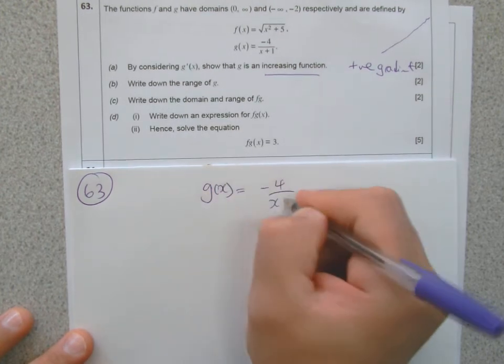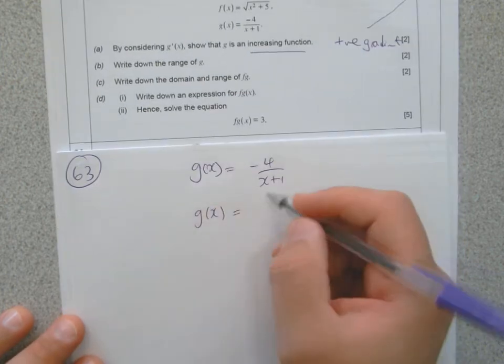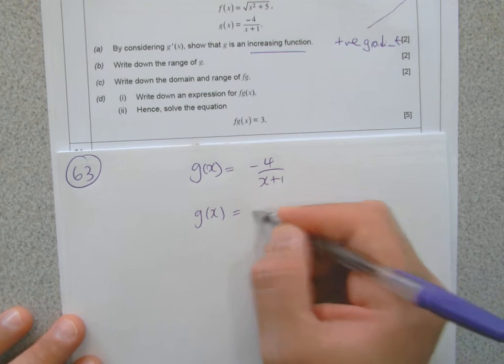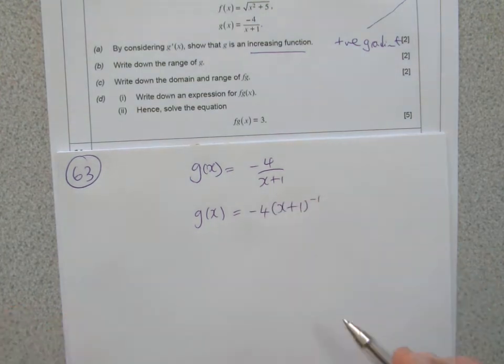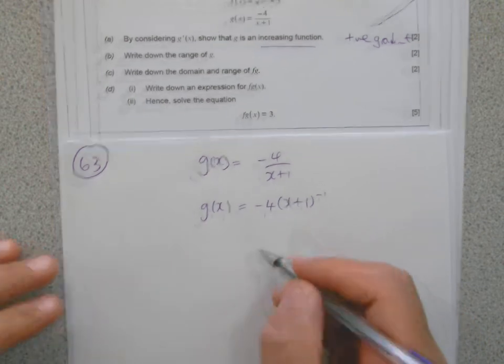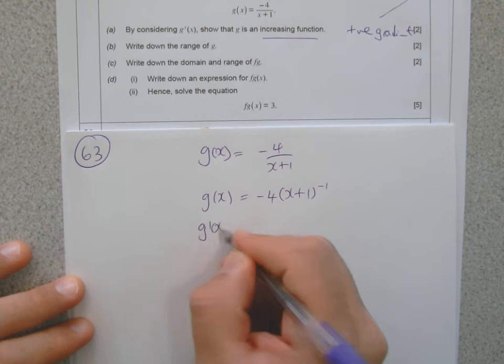Now what I would do is rewrite g of x, okay? Now you could look at that as a quotient to differentiate, but because it's just a constant on the top, take the x plus 1 up and put it to the power minus 1. That might be easier for you. You could do it as a quotient if you wanted to, but if you write it like that, it's slightly easier then to get g dash of x.